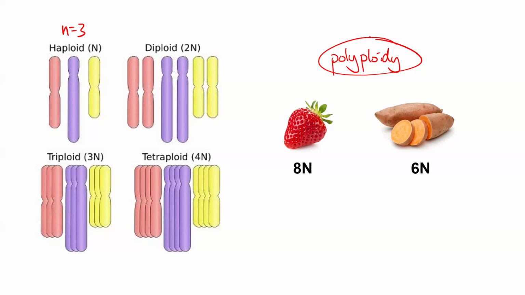Yeah, it depends on what the N number is. In this particular example, N is 3. But if N is 23 like us, something that's triploid would be 23 times 3. No, they're not stuck together, so we count them separately. So that's 1, 2, 3, 4, 5, 6.